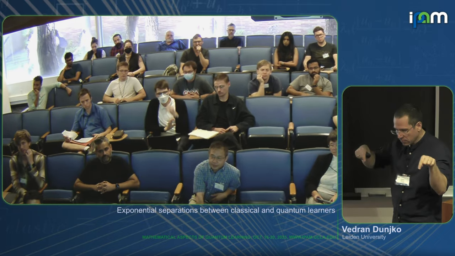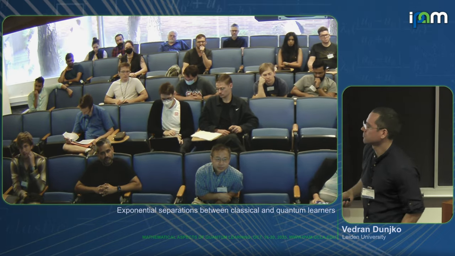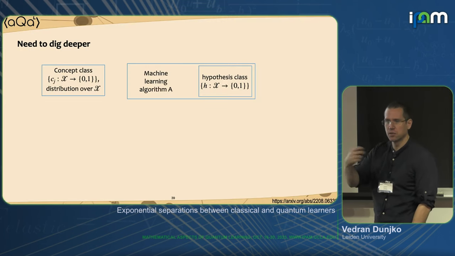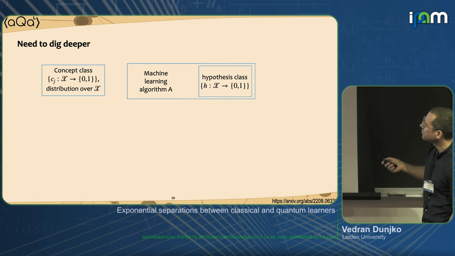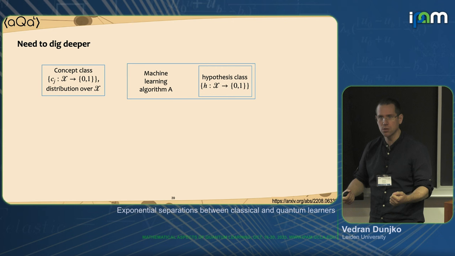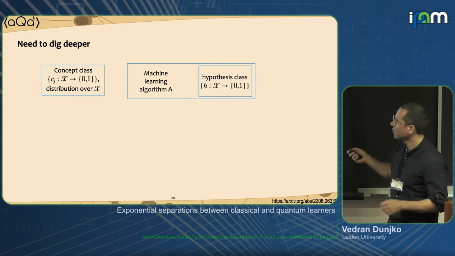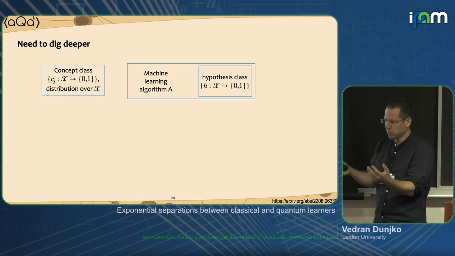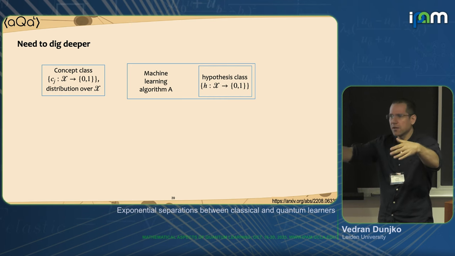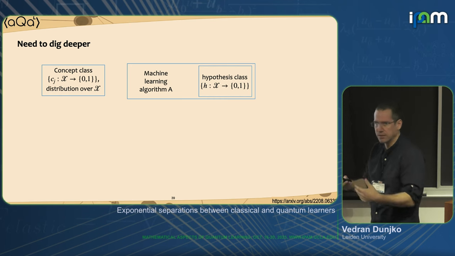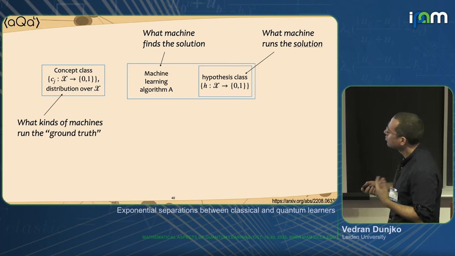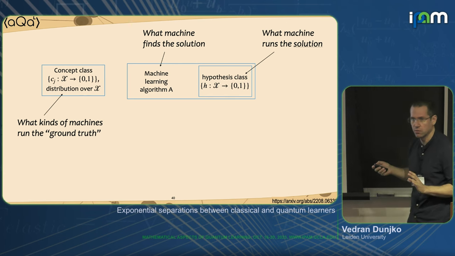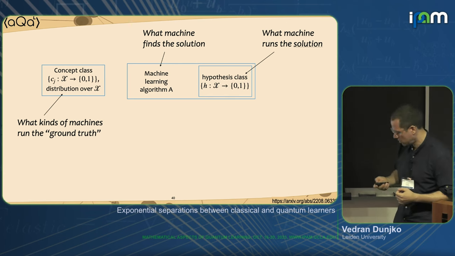Okay. So I need to think about what are the main players in the tragicomedy. One player is the concept class, right? This is the ground truth, the thing that labels the data. Another thing is the machine learning algorithm, which does something, and then it spits out a labeling function, right? If you think about neural networks, there's no spitting out of a labeling function, but what we really did is we found the weights, and then this particular neural network is that thing, right? That's implicit there. So I need to worry about what kinds of machines generate the ground truth, what machine finds a solution, which machine runs the solution, right? These are the three components that I need to somehow delineate.